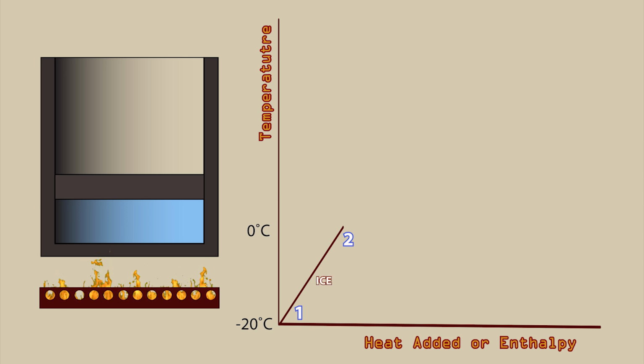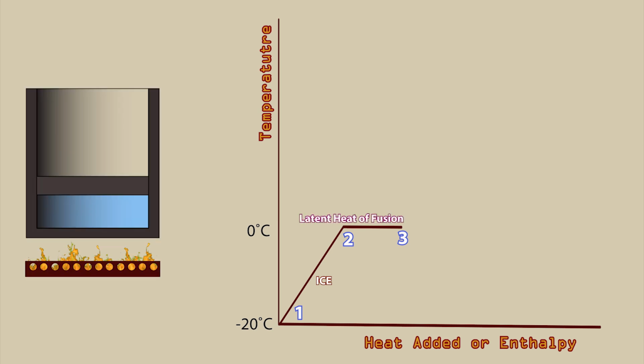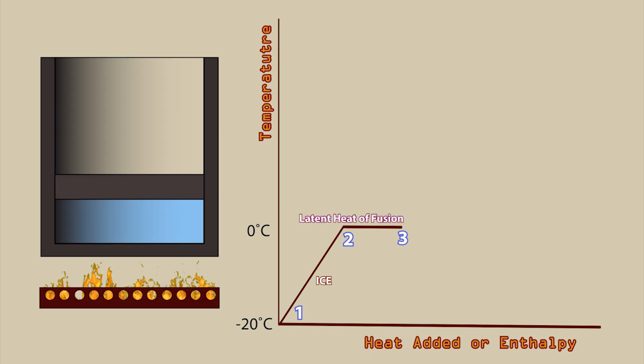Next, when more heat is added after the point 2, the ice starts melting. There is no rise in temperature till the whole of the ice has been melted and converted into water. This process is represented by a line 2 to 3 shown in the figure. The heat added during this period is called latent heat of fusion of ice or latent heat of ice.